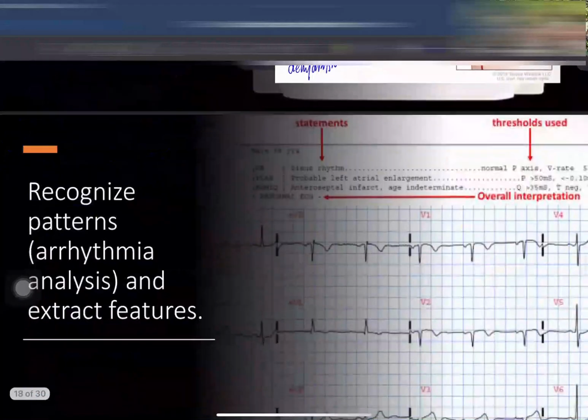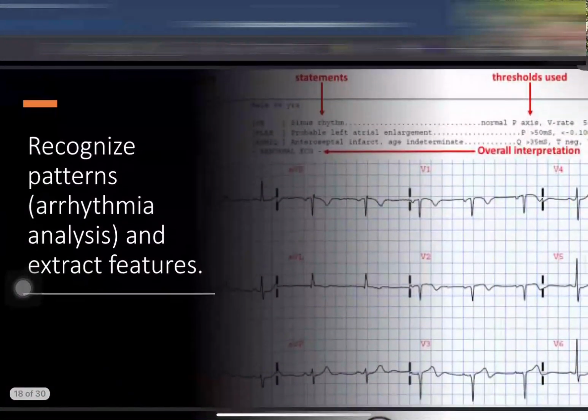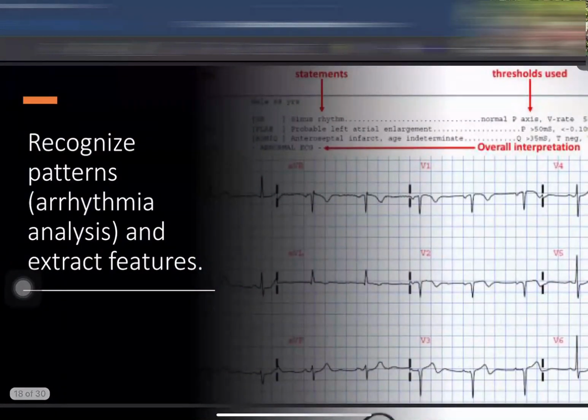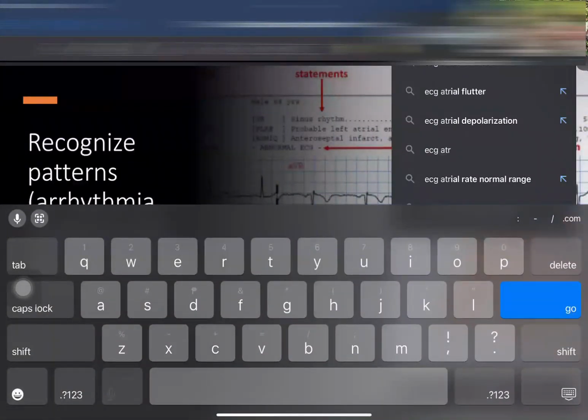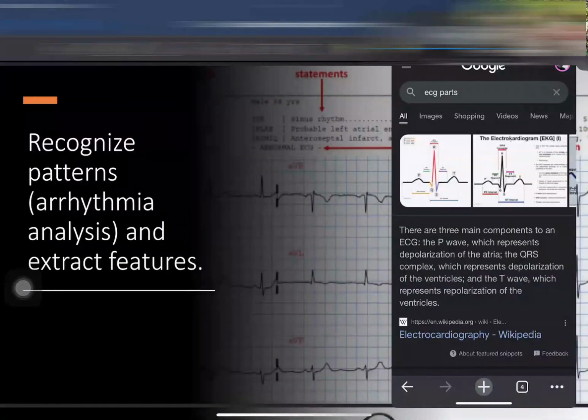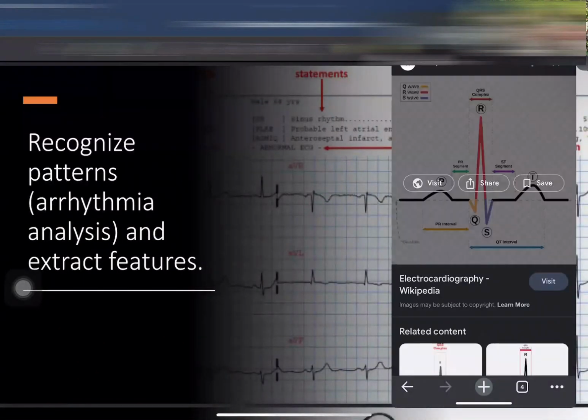Now, let's look at this one. Our technology, class, also helps us to recognize patterns, such as your arrhythmia analysis and extract features. Guys, if I would look at an ECG, this might be too early to discuss deeper on ECG. So again, this is just an overview. Okay, I will just show to you the parts of an ECG so that you will be able to appreciate it.